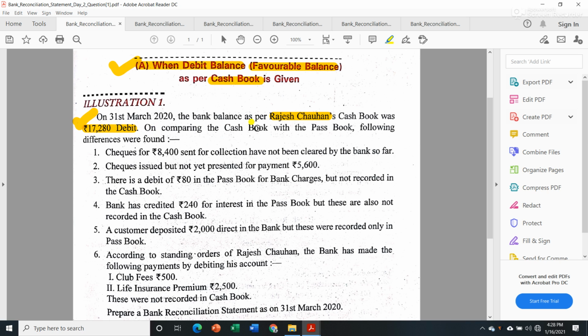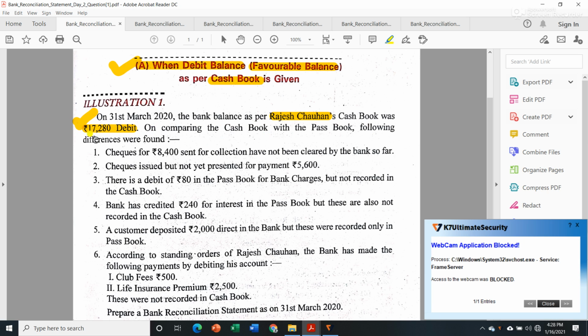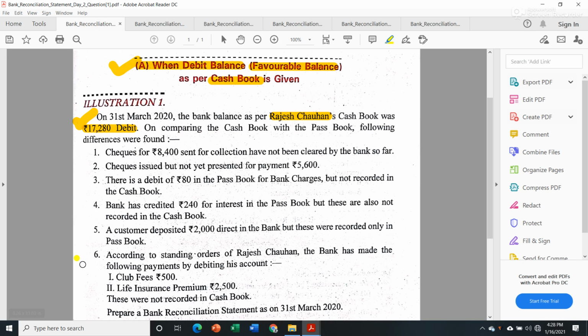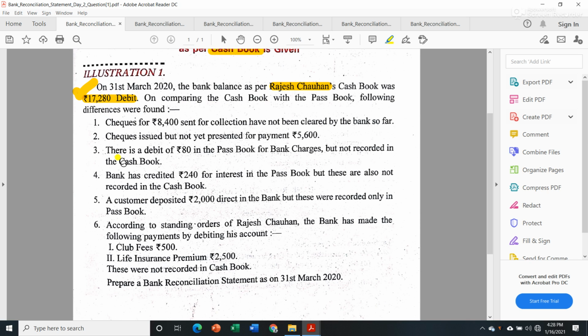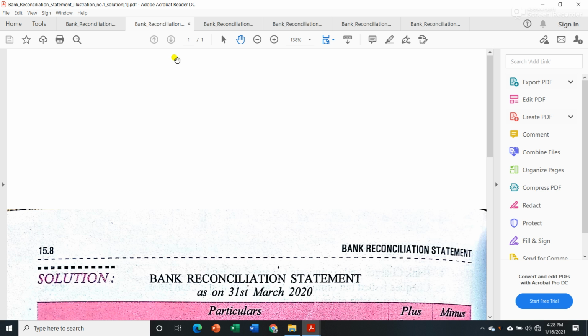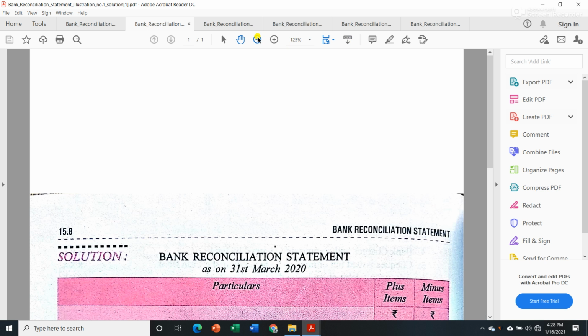Then on comparing the cash book with passbook, the following differences were found. Now there are some points given to us which were the main reasons for difference between cash book and passbook, and we have to prepare a bank reconciliation statement. So now let us see the format of our bank reconciliation statement.